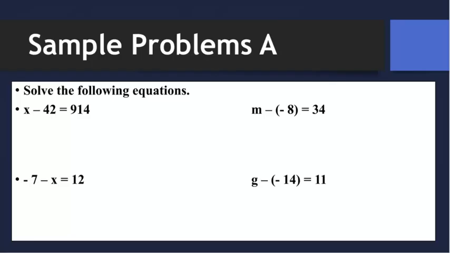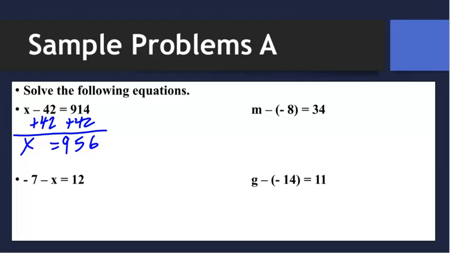I have x minus 42 equals 914. So the opposite of subtracting 42 is adding 42. So I'm going to add 42 to both sides. And I'm left with x equaling 4 plus 2 is 6, 1 plus 4 is 5, 9 plus 0 is 9. So 956.